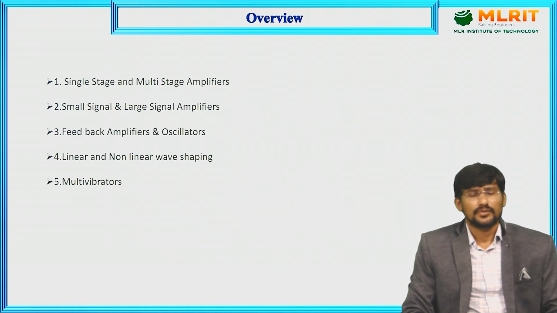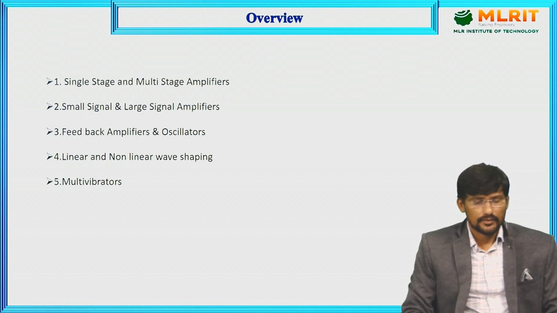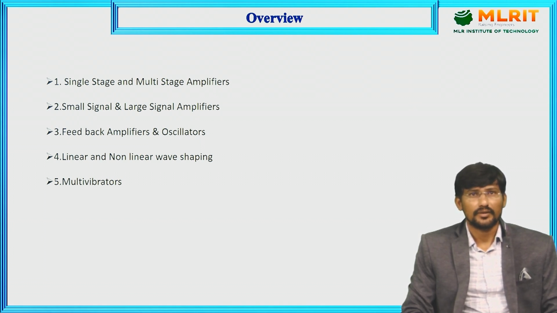Okay, so the analog circuits course is divided into 5 chapters here. The first one is single stage and multi-stage amplifiers, and the second one is small signal and large signal amplifiers. Third is feedback amplifiers and oscillators. Fourth is linear wave shaping and non-linear wave shaping, and fifth is multi-vibrators. Okay, if you go into the introduction part, we will discuss amplifiers, classification of amplifiers and the H parameter model in today's session.